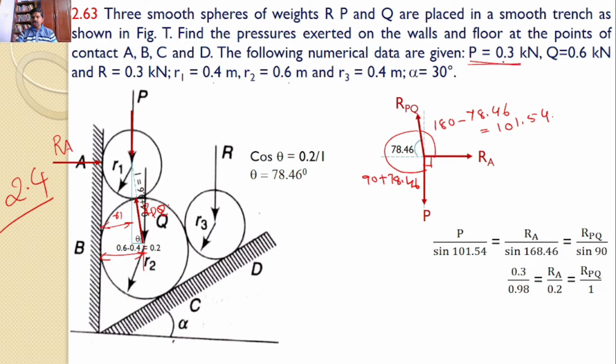I know that P is equal to 0.3 kilonewtons. By substituting, I can find Ra is equal to 0.061 kilonewtons or 61 newtons, and Rpq, by taking these two expressions, I can find Rpq is equal to 0.306 kilonewtons, which will be useful in solving the other spheres.